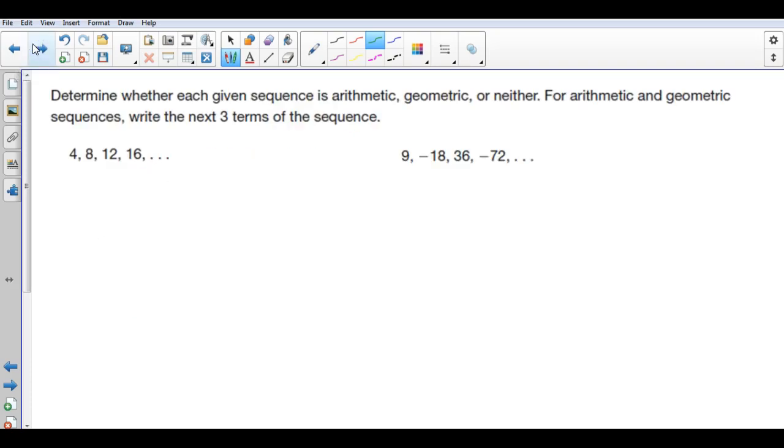The ones after this, what we're going to do is kind of a mixture of both of these. And we're going to throw in here what happens if it could be neither as well. So if there's no common difference or no common ratio, there still could be a pattern, but it would just be neither. So let me give you an example of that.